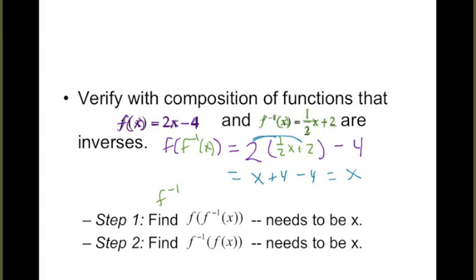Then we're going to switch them. So this time the inverse is on the outside and f is on the inside. So to do our composition, we write our outside function, leaving a blank for the variable. And in that blank, put the inside function. Distribute to clean up. So I get x minus 2 plus 2, which is x.